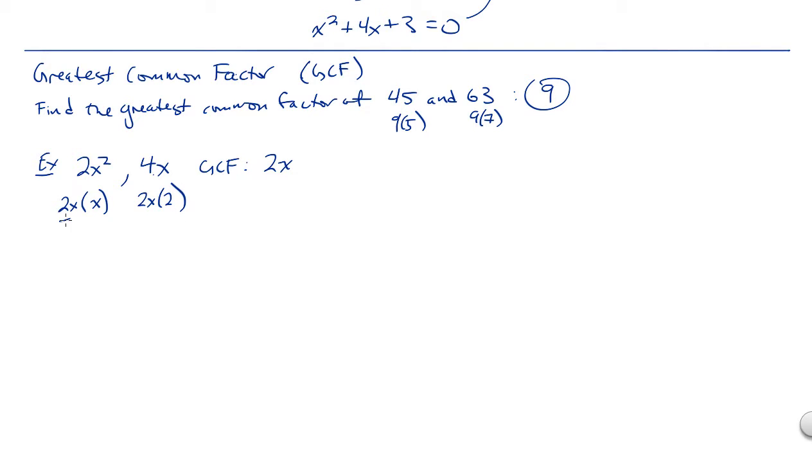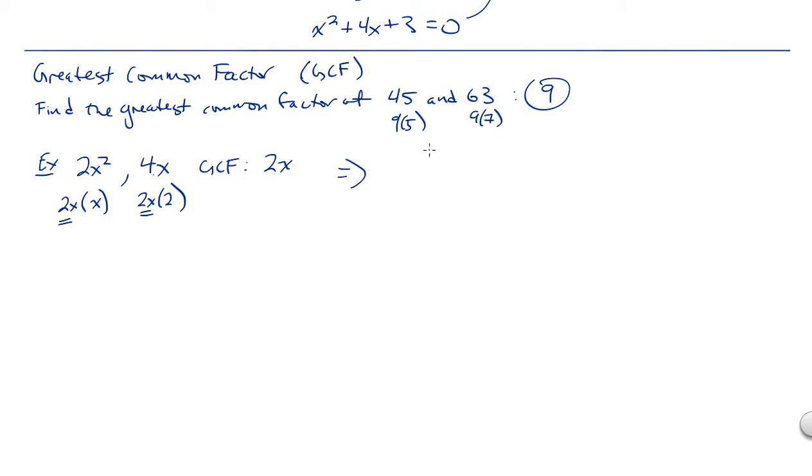So here's our common factor. 2x goes into both of those. And what's left is x and 2. Now I'm writing it this way because it's just a quick step to go from here to factoring out a common factor, the greatest common factor, from something that has several terms.